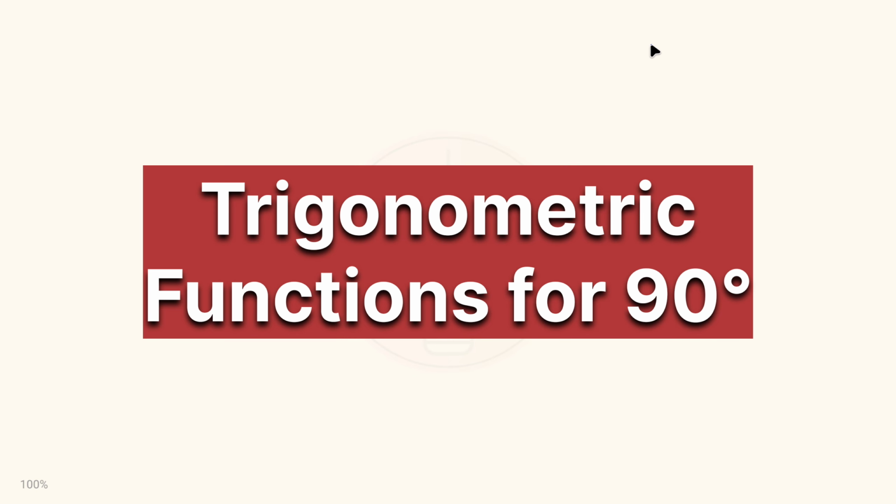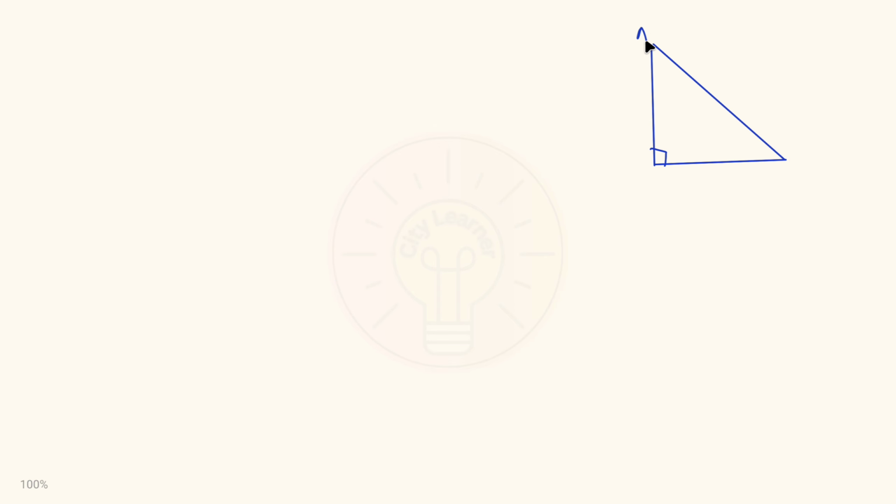In the previous video, we discussed how to find the trigonometric functions for 0 degree. In today's video, we are going to discuss how to find the trigonometric functions for 90 degree. Let's take a right angle triangle ABC, where angle B is 90 degree.